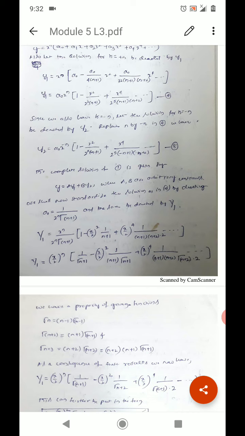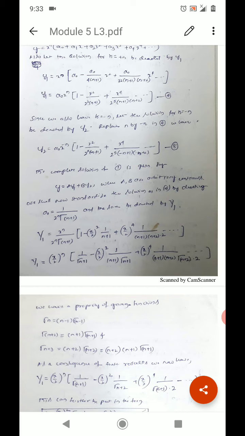So a naught is replaced by 1 divided by 2 power n gamma of n plus 1, into 1 minus x square by 2 square, which can be written as (x by 2) whole square into 1 divided by n plus 1, plus again x power 4 divided by 2 power 5. Here 2 power 5 is split as 2 power 4 into 2, so that becomes (x by 2) whole power 4 into 1 divided by n plus 1 into n plus 2 into 2, and so on.